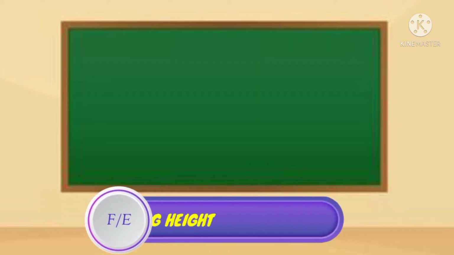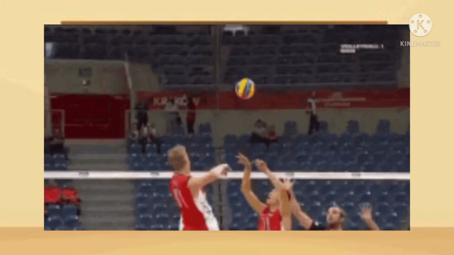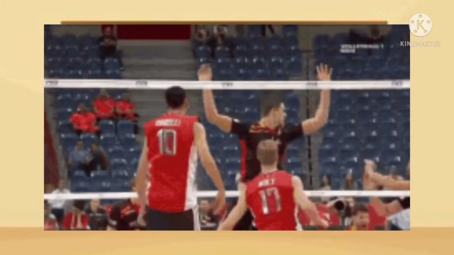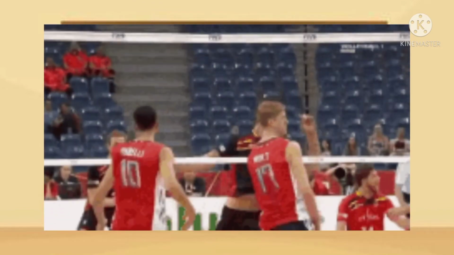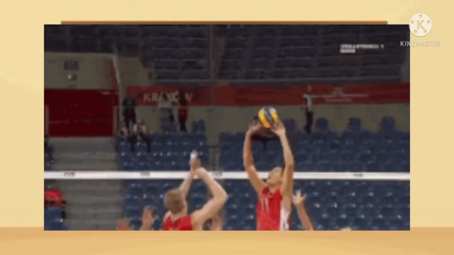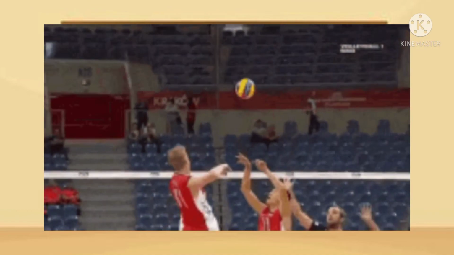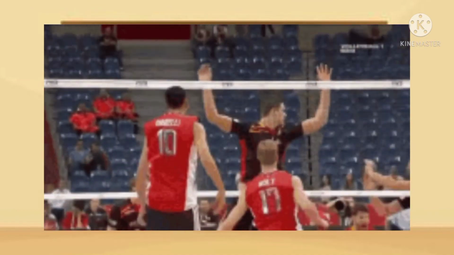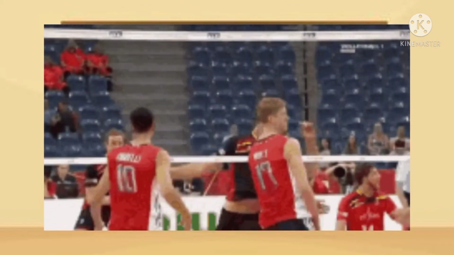Next, we have the ceiling height. The height of the ceiling should be 23 feet or higher. Why do you think the ceiling height should be 23 feet or higher? It is because if the ceiling is lower than that, let's say the ball touches the ceiling, it could be considered as ball out, because according to the rule, once the ball touches anything outside the court, it is considered as out.